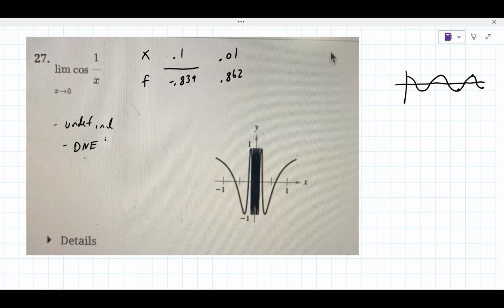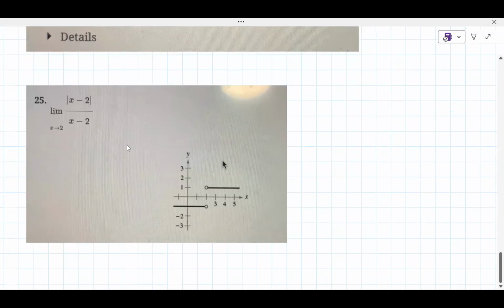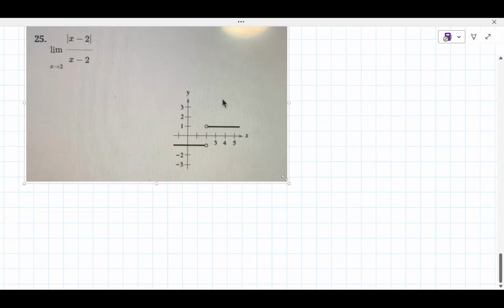There it is. Yeah, that's what I was looking for. So they use DNE. Okay, so not every limit exists. But I'd like to really quickly go through 25, if you would allow me. There's a lot here that we're not really getting into. We're just kind of jumping around.